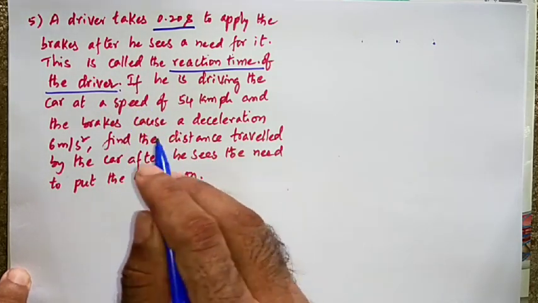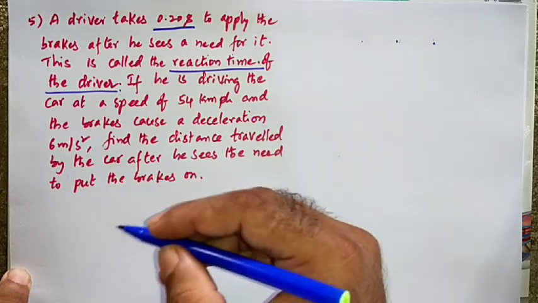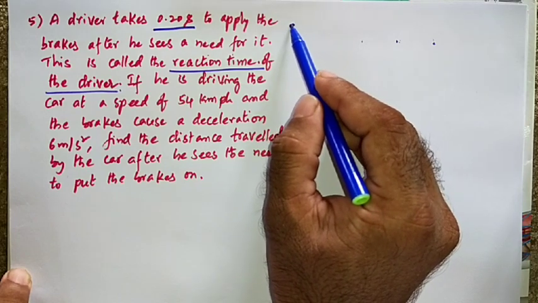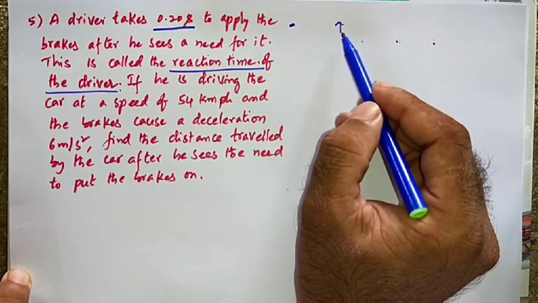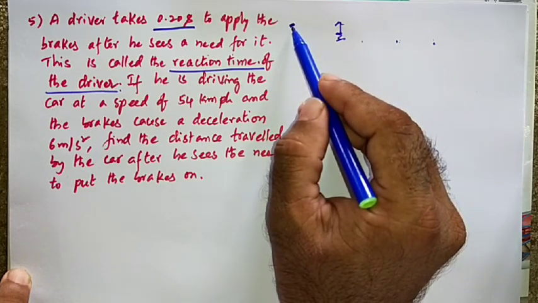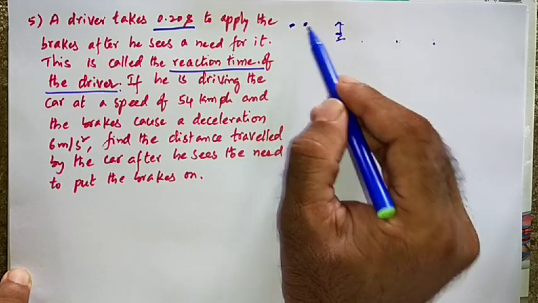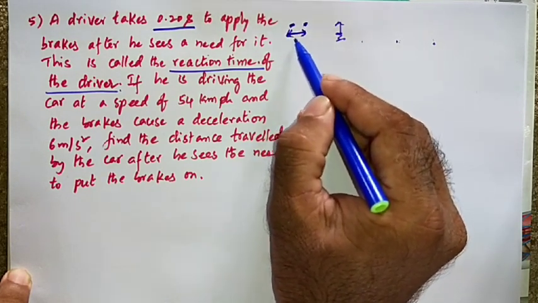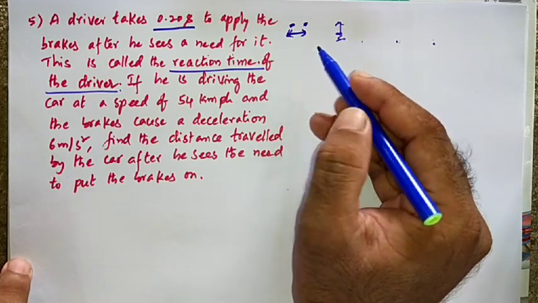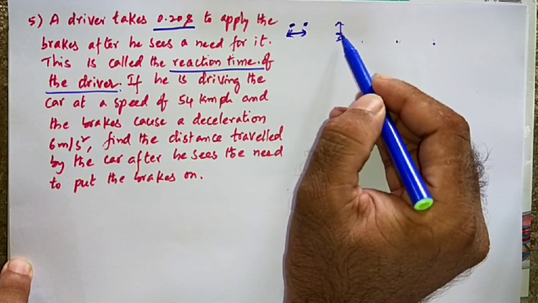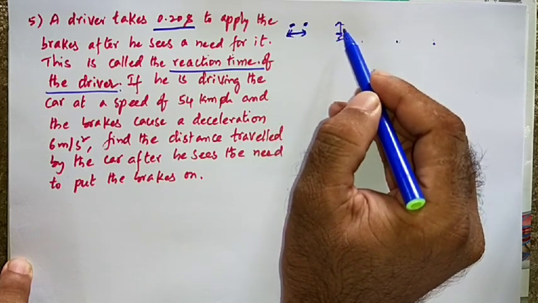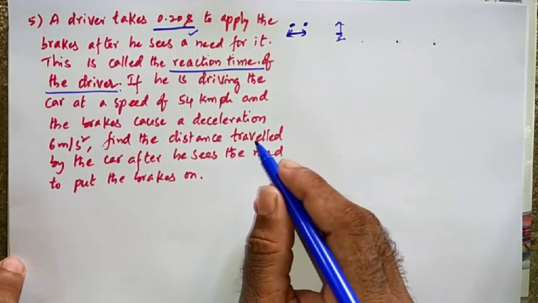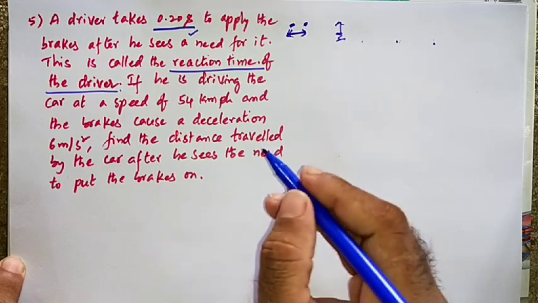Reaction time means what? For example, you are riding your bicycle or bike on the road, and you see a kid coming onto the road. It takes some time to react and apply the brakes, and during that time your bike travels some distance. So the time in which you apply brakes after seeing the need for it is called reaction time. This will be different for different persons.